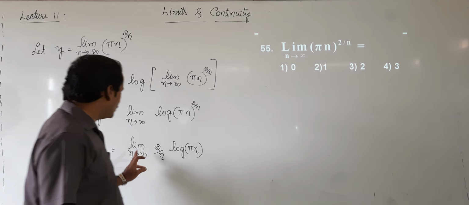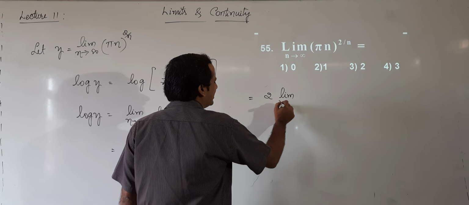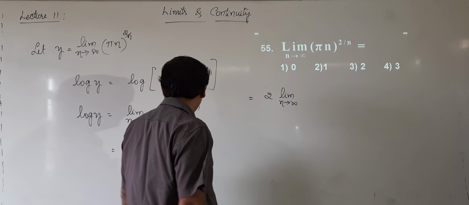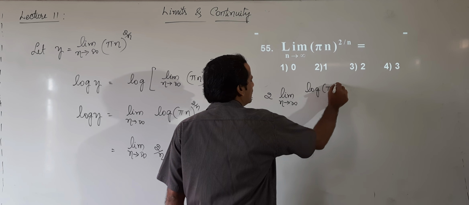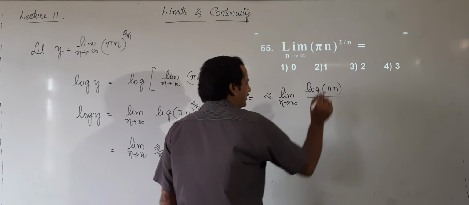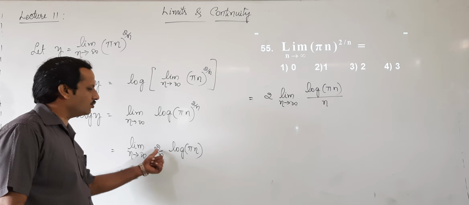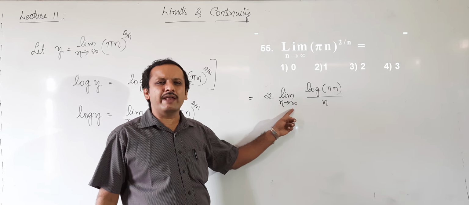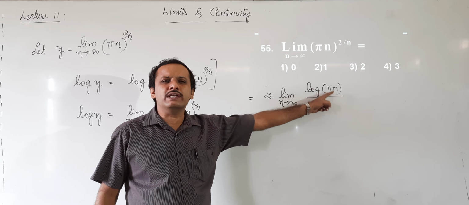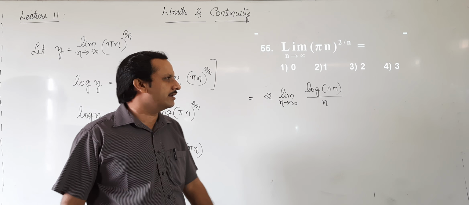Okay. So 2 I can take it out. It's equal to 2 into limit n tends to infinity, log pi n whole divided by n. This 2 I have taken out. So now as n tends to infinity, what happens? This numerator will become log infinity. What's the value of log infinity? As n tends to infinity, what happens to log pi n?